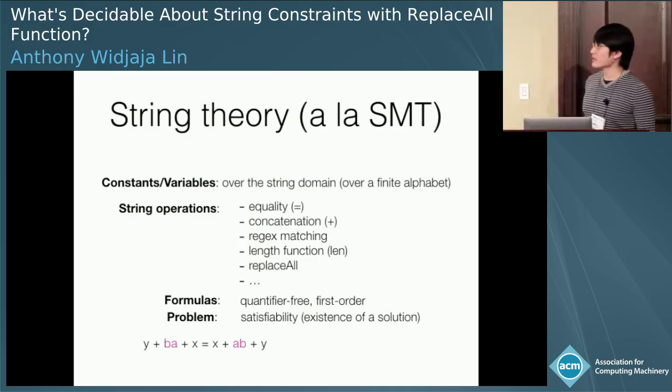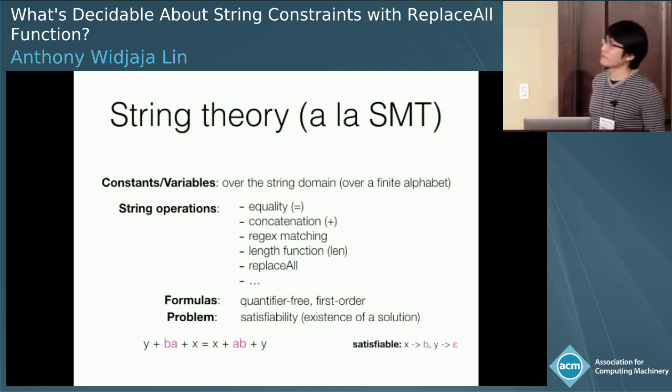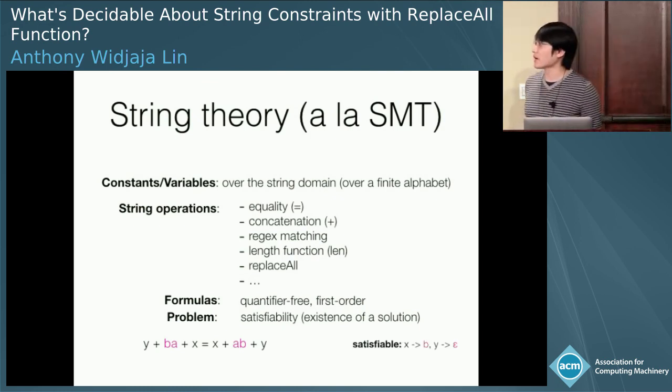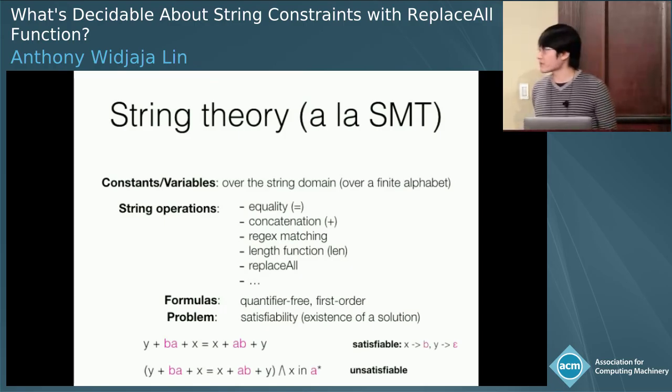Here's a little example. I don't know if you can see it, it's a bit too small. This is an example of a constraint, and I use x and y as variables, and I use magenta color to indicate string constants. Remember, plus is concatenation. If you check carefully, this is satisfiable by assigning the constant b to x and the empty string to y. On the other hand, this is an example of an unsatisfiable constraint.